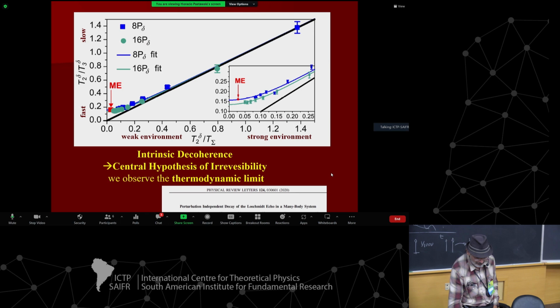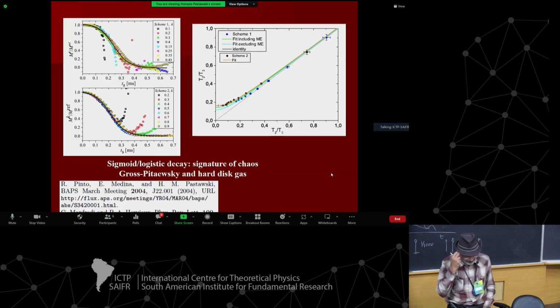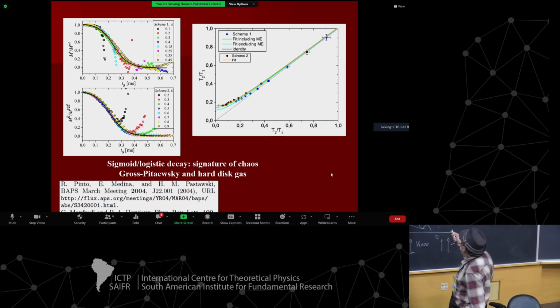We did further experiments. We did, for example, with this experiment again, another complete sequence of pulses.